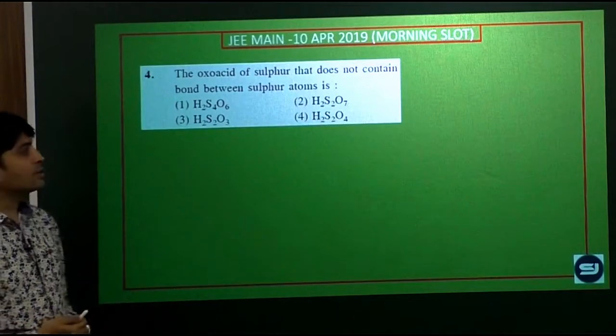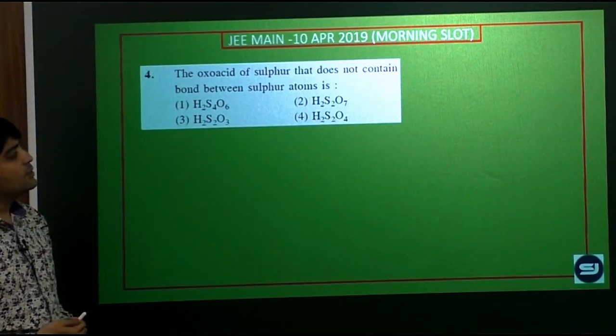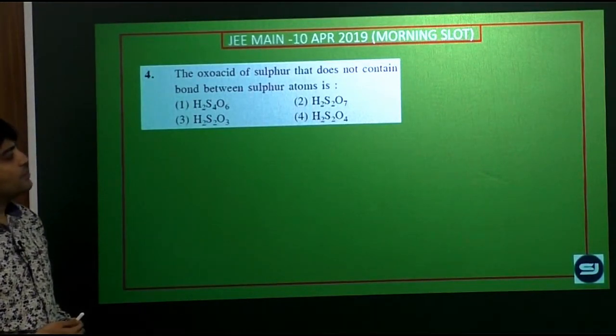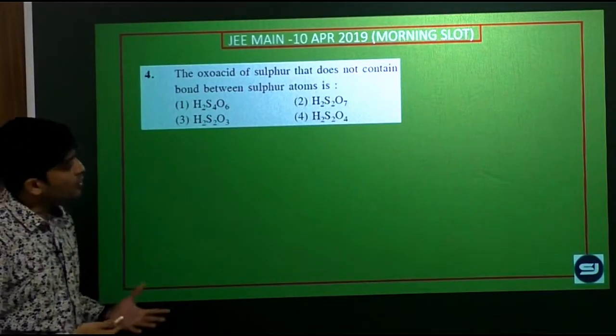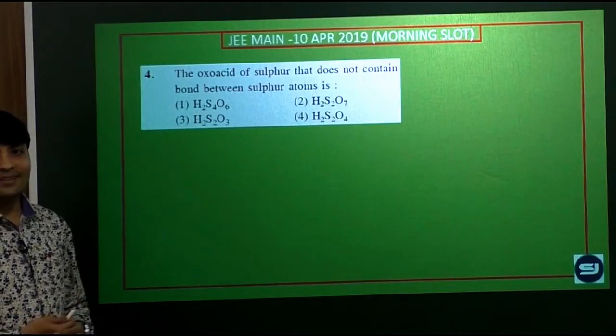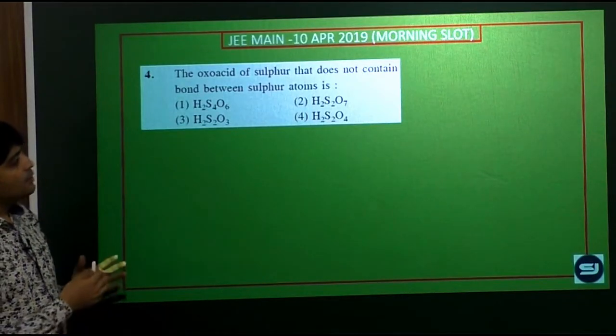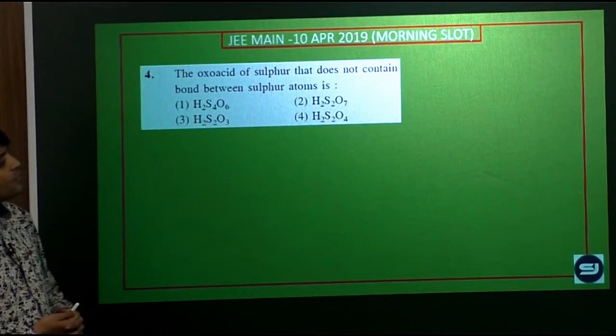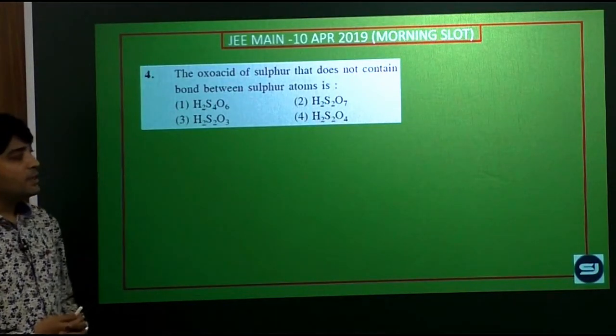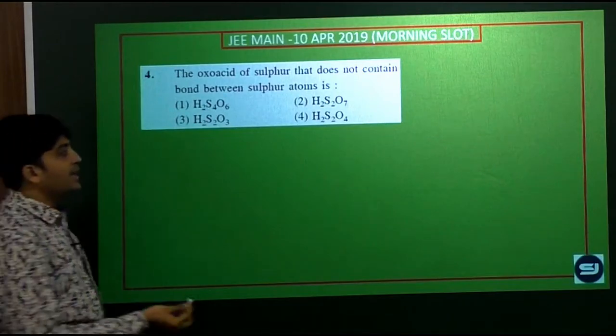Again a very simple question. The oxo acid of sulfur that does not contain a bond between similar atoms, meaning we have to spot a molecule which does not have the SS linkage. Now, looking at the options: H2S4O6, H2S2O7, H2S2O3, H2S2O4.